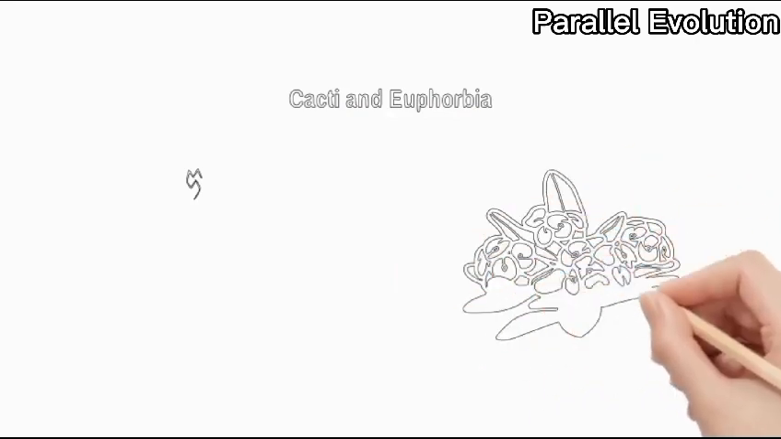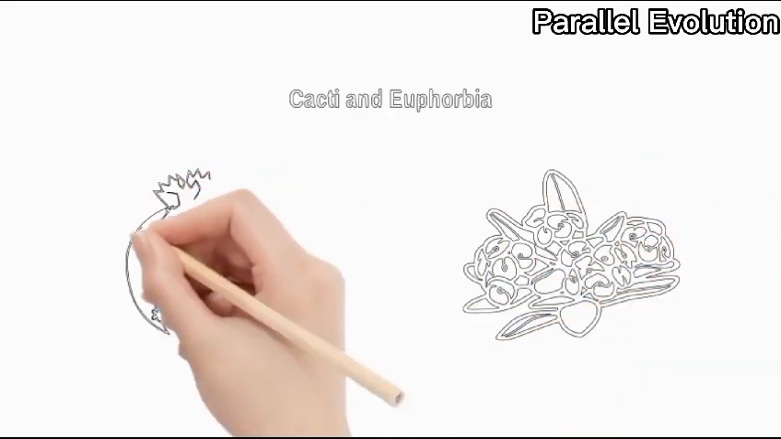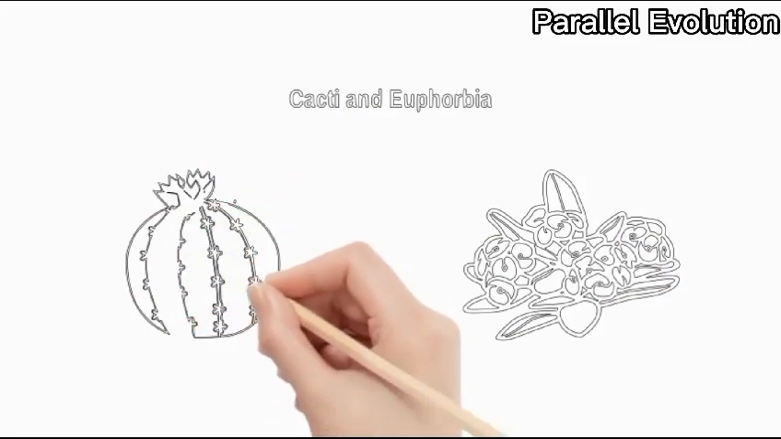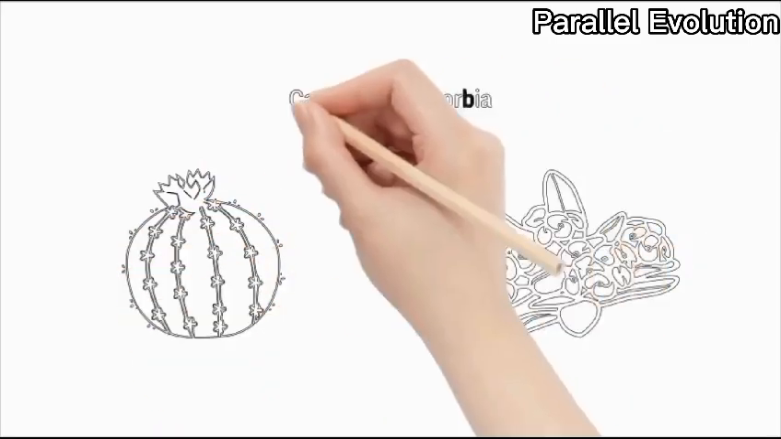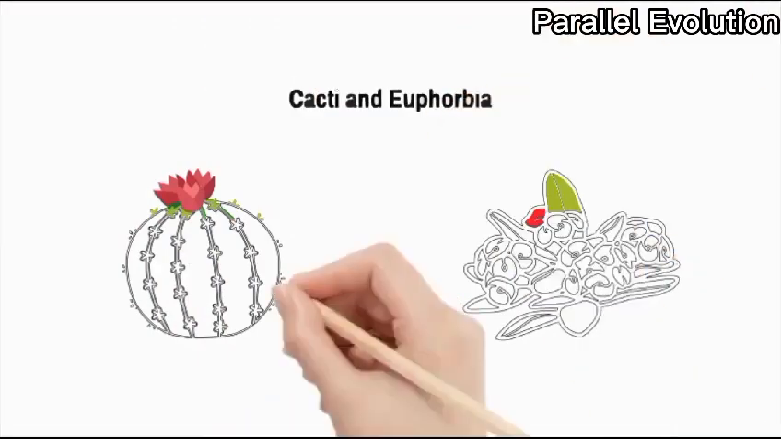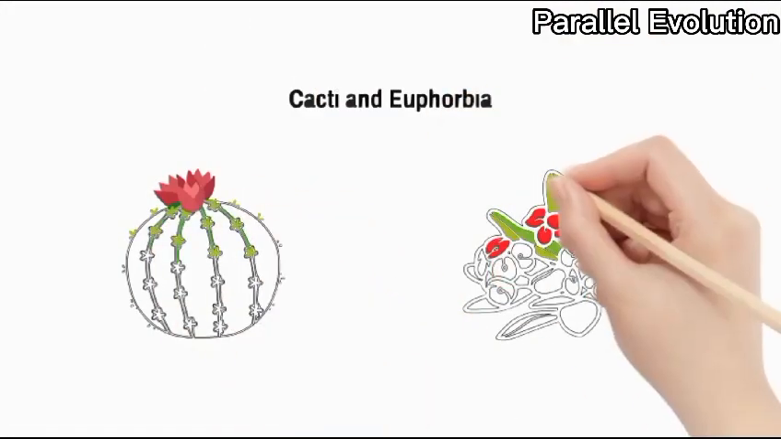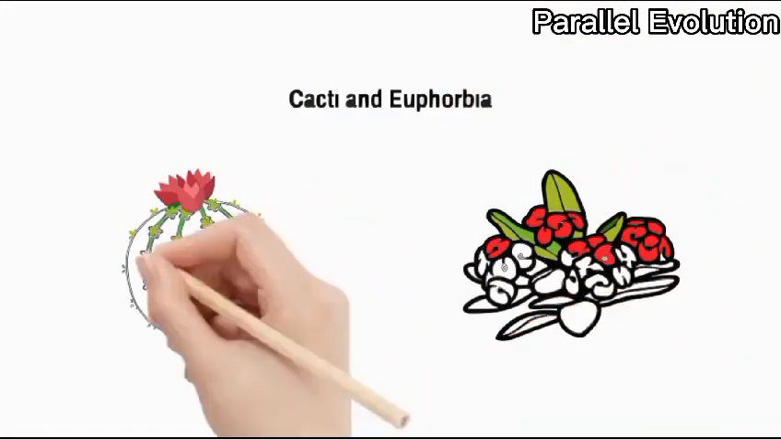Also, cacti and euphorbia have evolved similar adaptations like thick fleshy stems to store water and a waxy coating to prevent water loss, allowing them to survive in some of the driest and water-scarce environments.